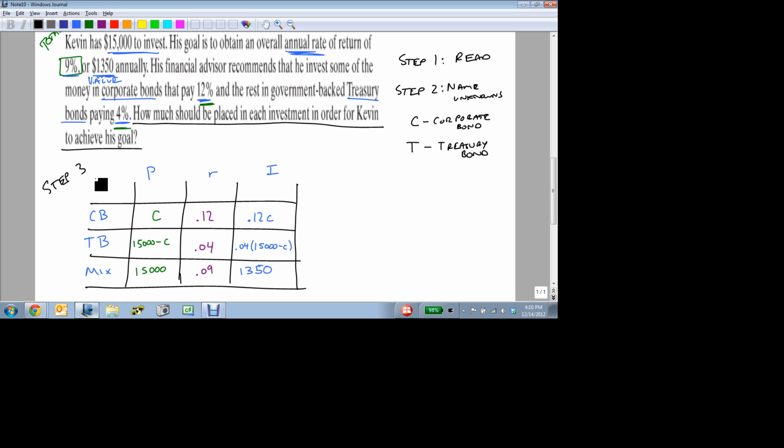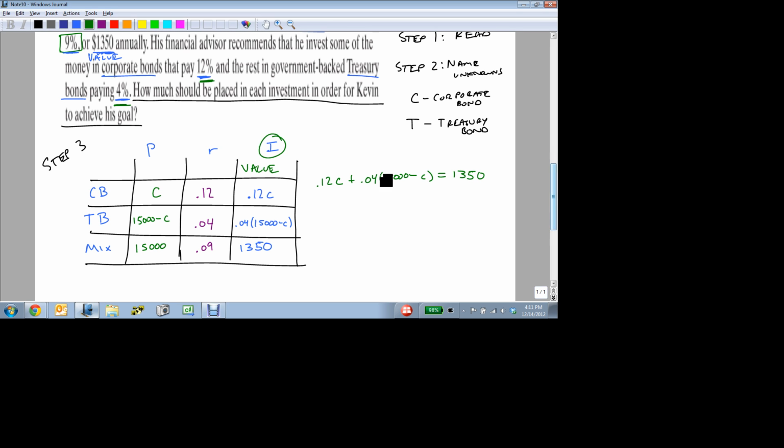But we're not done with it yet, because we don't have anything to solve. So we need to go from step 3, before we can get to step 4, we need to go from our table that we've used to put everything in and figure out what belongs where, and we need to grab our equation from it. We're going to grab our equation from our value, which is our interest. And so we're going to take the interest from the corporate bonds, add it to the interest from the treasury bonds, and set that equal to $1,350. And this will tell us how much we should have gotten. Step 4 now comes in and says solve.